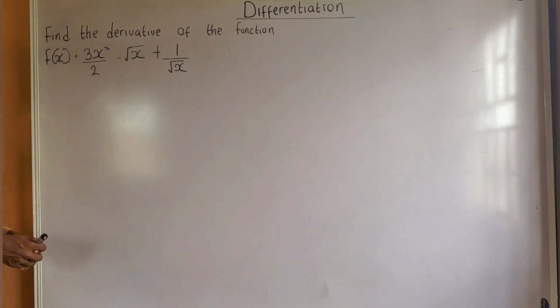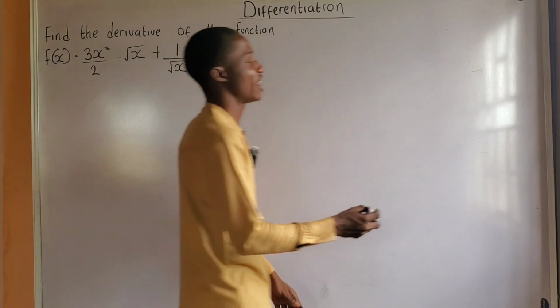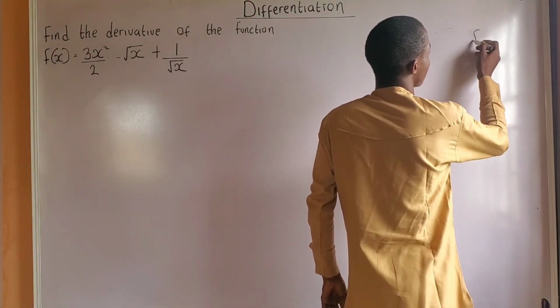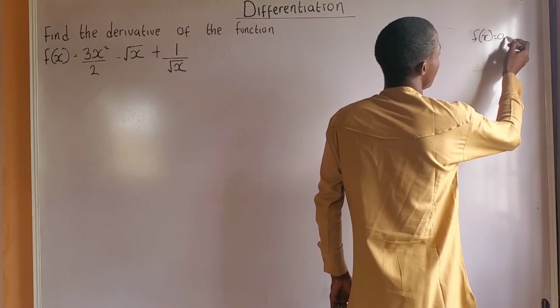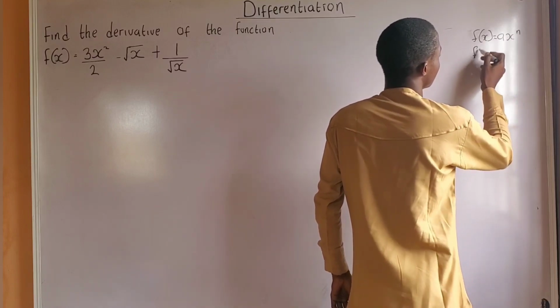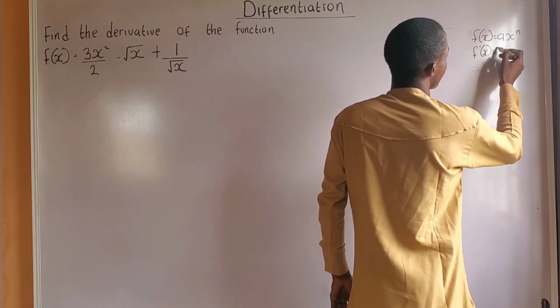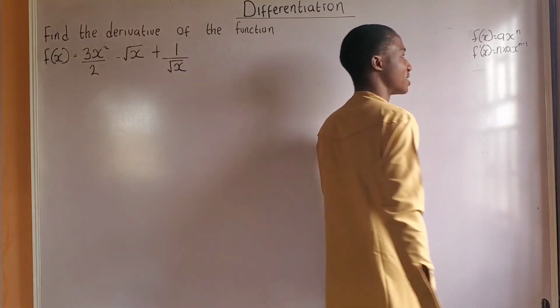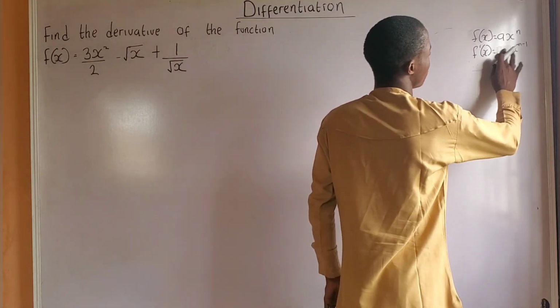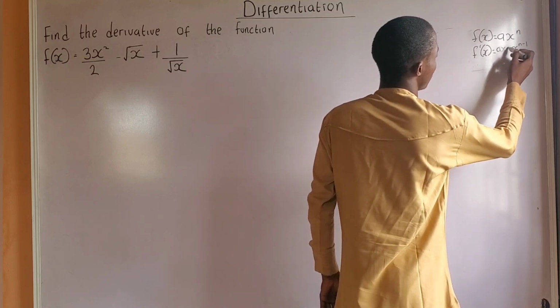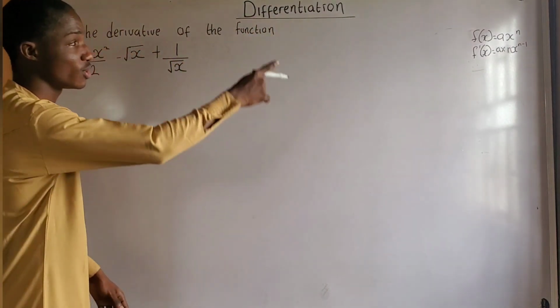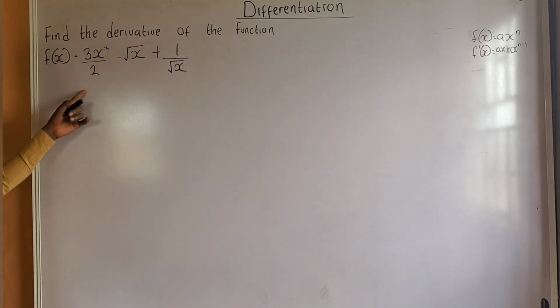Okay, to find the derivative of this function, don't forget, I told you if you have a function f(x) = ax^n, the derivative of f(x) is n multiplied by ax^(n−1). Or you can put it like this: a multiplied by nx^(n−1). It's still the same thing, okay? So this rule is called the polynomial rule. Now we are going to use the same rule to differentiate this function, okay?